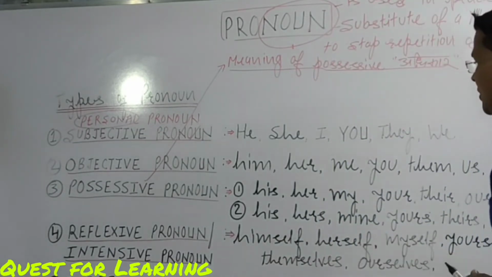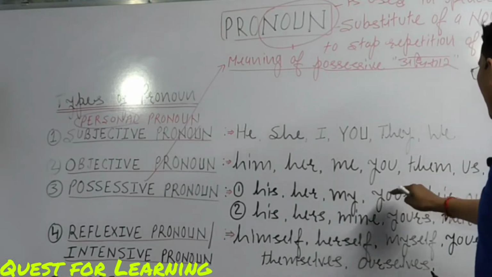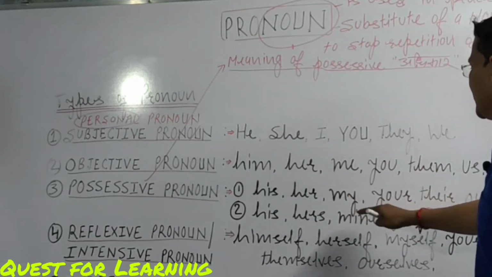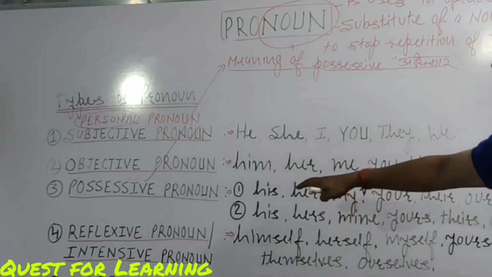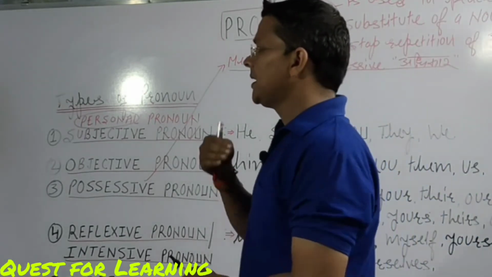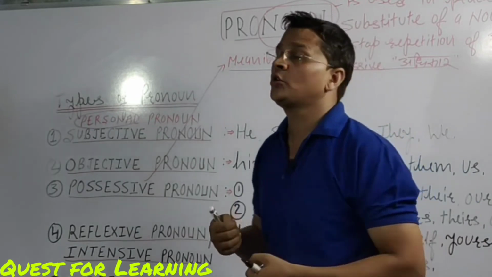Possessive pronouns, two categories we have: his, her, my, your, their, our. His, hers, mine, yours, theirs, ours. These are the two categories of possessive pronouns, है ना. It shows possession. Possession को बताता है ये.